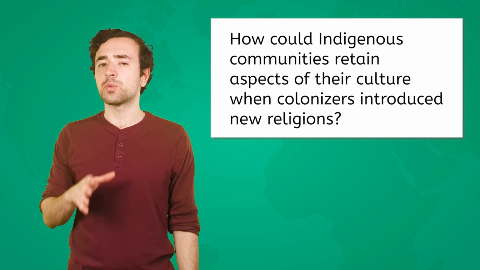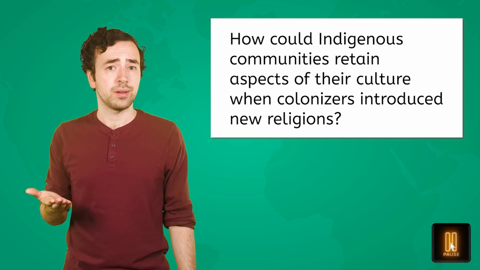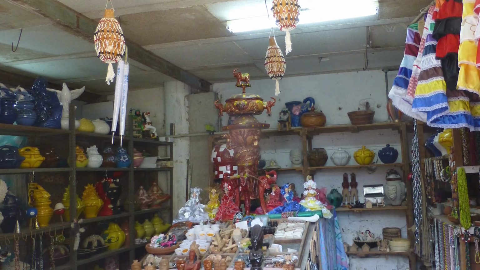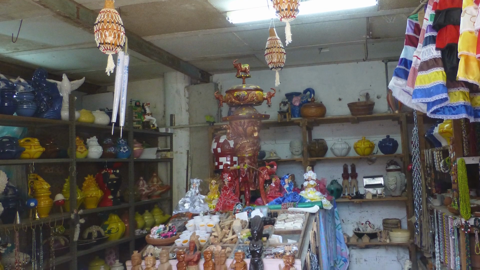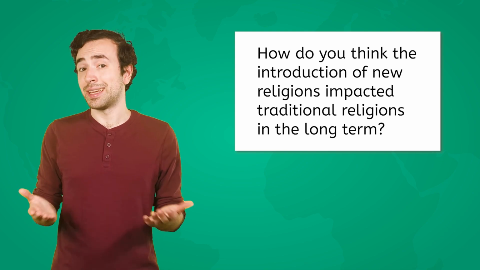How could indigenous communities retain aspects of their culture when colonizers introduced new religions? While religious conversion was often forced on indigenous communities by colonizing powers, incorporating indigenous religious elements allowed these communities to maintain a degree of connection to their cultural heritage. And sometimes this combining of traditional religious elements with different faiths resulted in new faiths. For example, Santeria is a religion that blends traditional elements of West African Yoruba religious practices with elements of Roman Catholicism. How do you think the introduction of new religions impacted traditional religions in the long term?